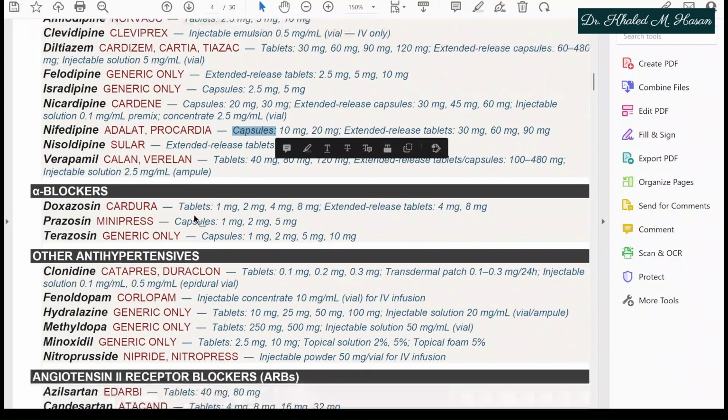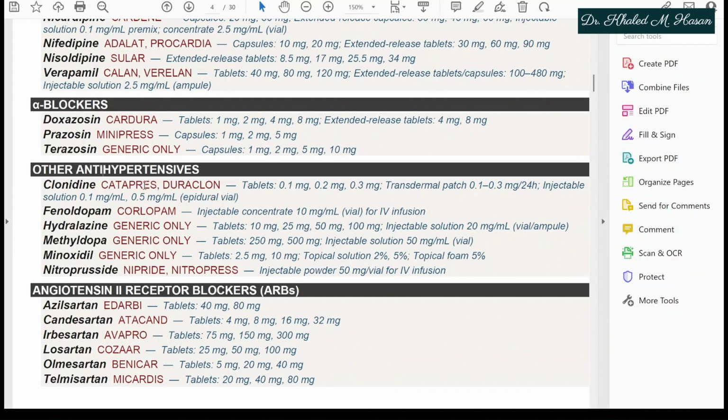Moving to the alpha blockers here, as you can see, we have doxazosin, Cardura, prazosin, Minipress, terazosin. So this is a list of medications here: tablet, capsule, capsule. Remember, we are here discussing the medications used for treatment of hypertension. However, if you'd like to mention the entire list of alpha blockers, there are medications used for benign prostatic hypertrophy, such as silodosin and tamsulosin. They are not listed here because we don't use them for hypertension.